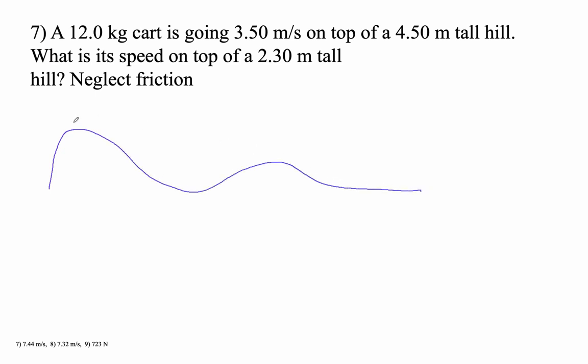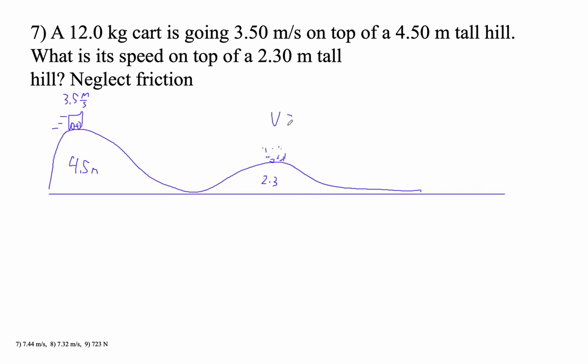Okay, so here's this cart. It's moving and it's on a 4.5 meter tall hill. This is 3.5 meters per second. And then when it's on this lower hill here, it's 2.3 meters. It's this height, right? It's going to be going faster, yeah? Better be going faster, or we didn't do it right. Okay, so what is our velocity there?